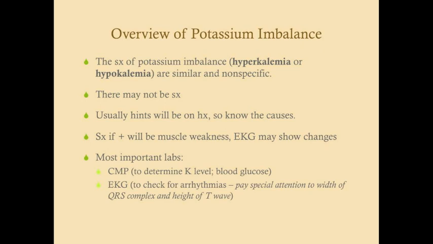The most important labs to get for a patient with potassium imbalance are the CMP, of course, to check the potassium level, but also because you're going to want to know what the patient's blood glucose level is. You're also going to want to get an EKG on these patients, just because potassium imbalance is so apt to cause arrhythmias, and you're going to want to pay special attention to the width of the QRS complex, to the QT interval, and to the height of the T wave.